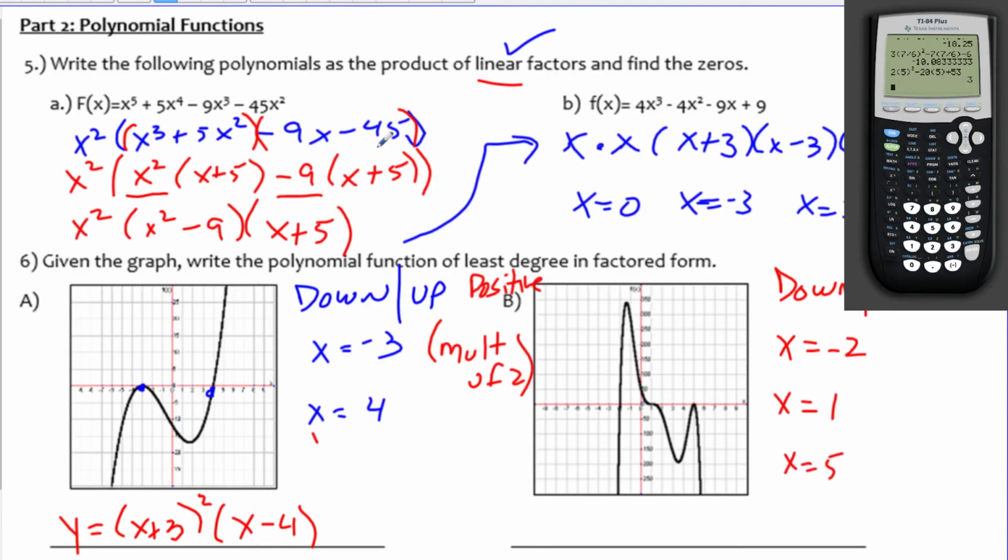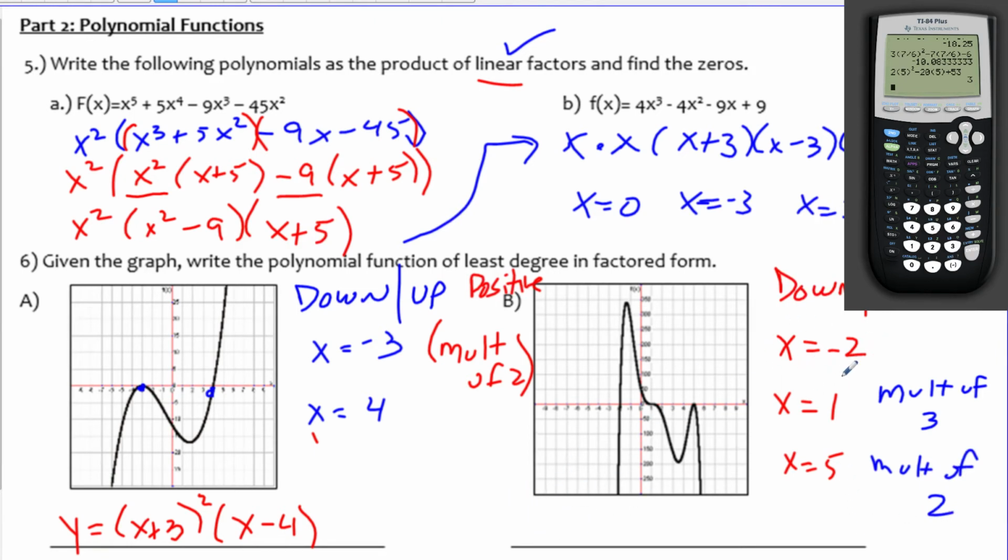So now let's identify our multiplicity. If I'm going through negative 2, it's a multiplicity of 1. It goes straight through. When I'm talking about positive 1, this has a multiplicity of 3, and that's because it travels turning and turning again, and so that indicates a cubic function. And then when I look at 5, I'm seeing it turning like a parabola, so this one has a multiplicity of 2.